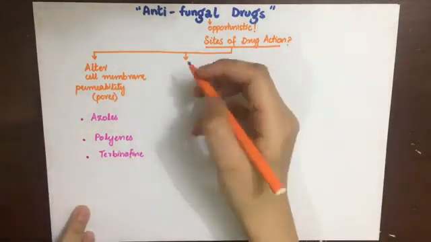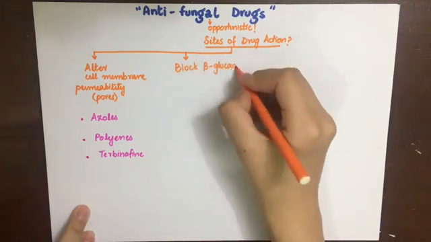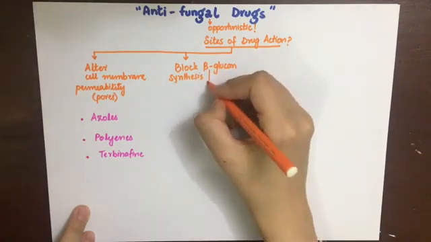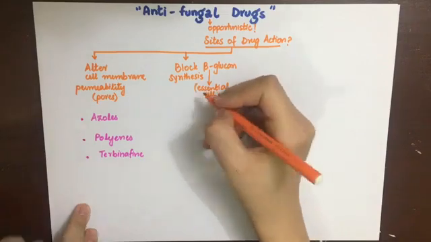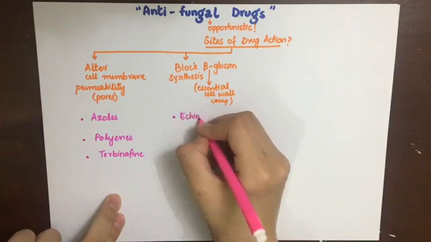Other drugs will block beta-glucan synthesis in the cell wall of the fungus, which is an essential component for cell wall synthesis. These drugs include echinocandins, that is, the drugs that end with fungins.